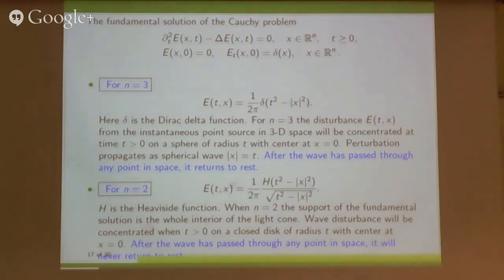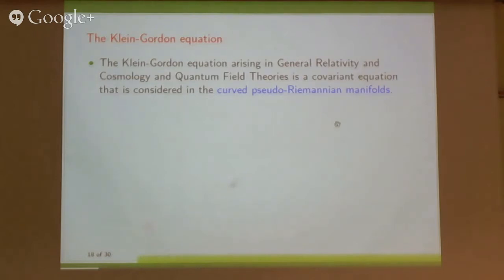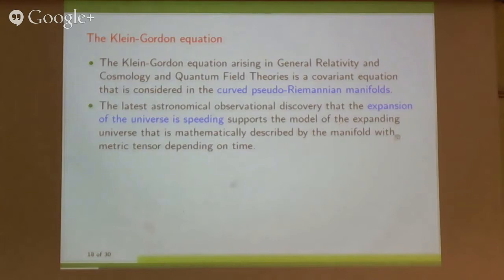We need the Klein-Gordon equation, and the Klein-Gordon equation is very similar to the wave equation, just one additional term. But what is important is that I will discuss the Klein-Gordon equation in a curved pseudo-Riemannian manifold. And why do we need it?